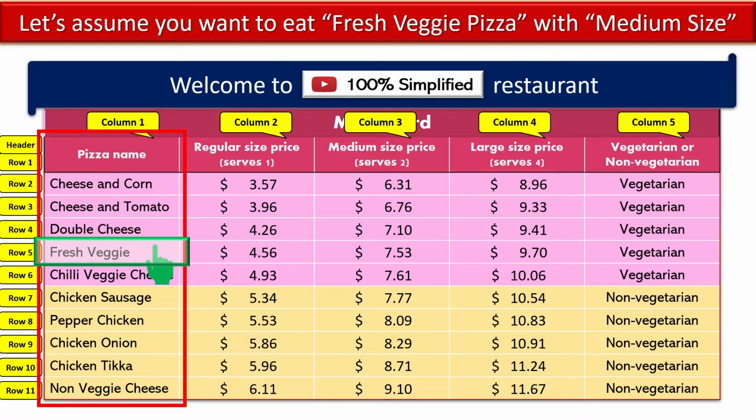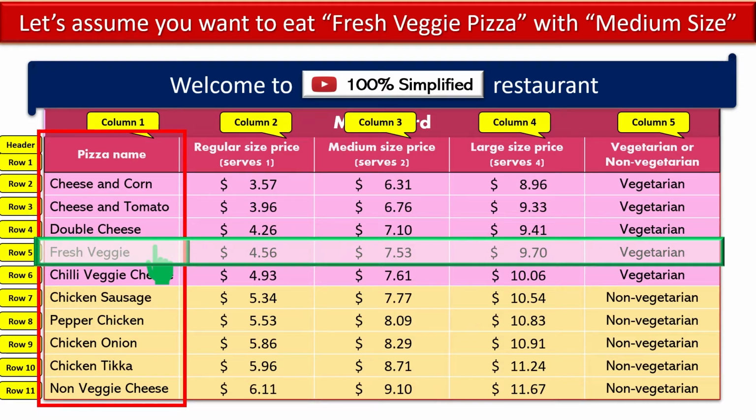Now you have also said that you are looking for a medium size fresh veggie pizza. Now what does that mean? In this row which is available, the fresh veggie, once you find this cell, this entire row comes into picture, which is nothing but looking like this. So now this entire row comes into your eyesight. Once you have selected fresh veggie, you will look at this entire row and then move your finger again until you reach the medium size price. That's where you will reach 7.53.